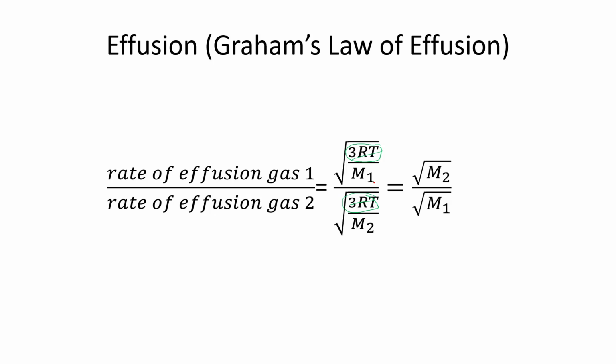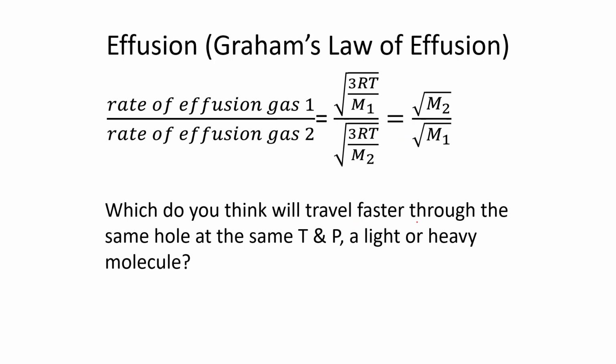And so they cancel out, leaving us with, and notice they do switch. It's because this was 1 over, and so if you just take 1 over something, it's just putting it on top. So algebraically, this converts to this equation here. And so the idea is if you want to think about which one will travel faster through a hole, you're going to be able to based on the molar mass of a compound. So here's a question that's very similar. Which do you think will travel faster through the same hole at the same temperature and pressure, a light or a heavy molecule? What do you think?